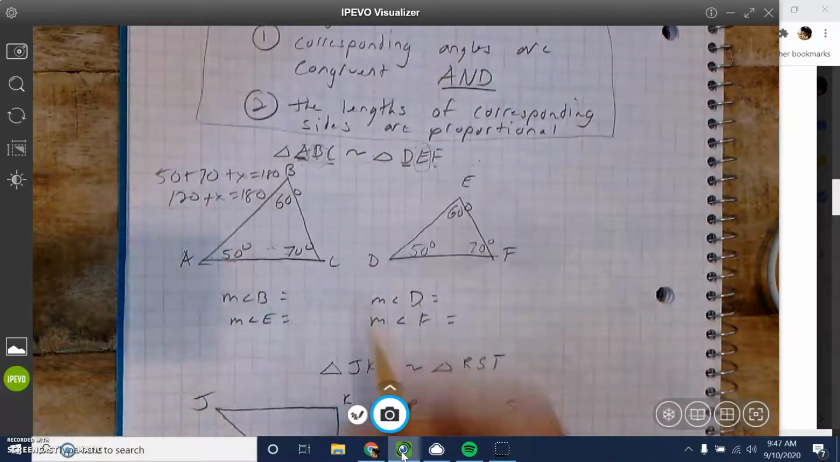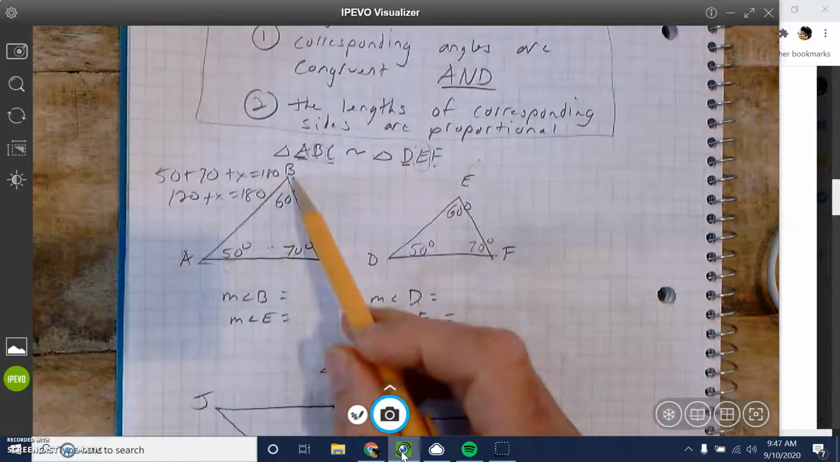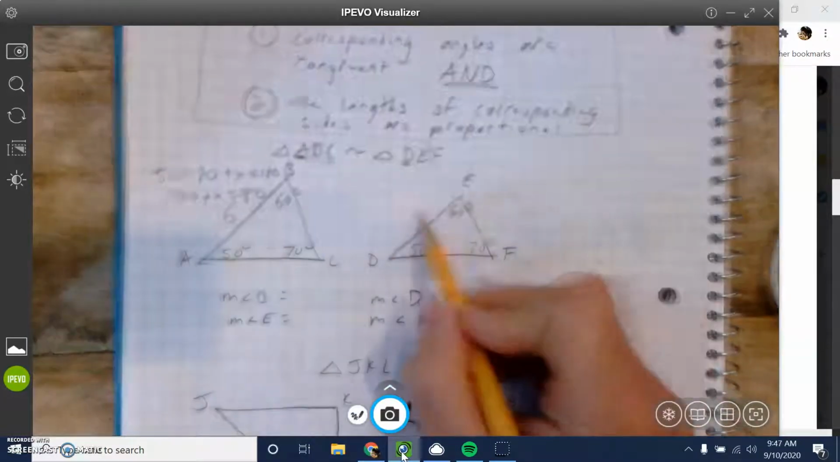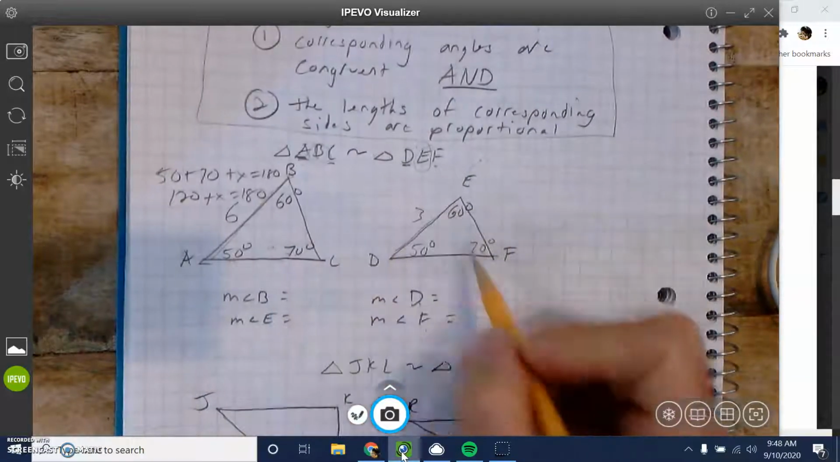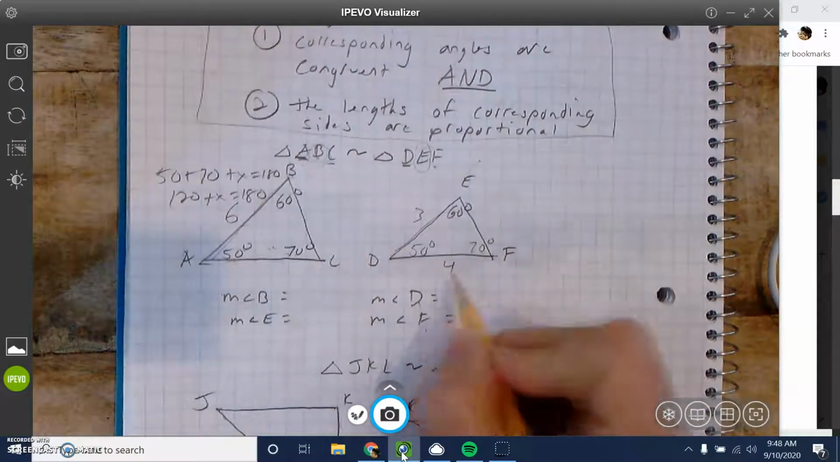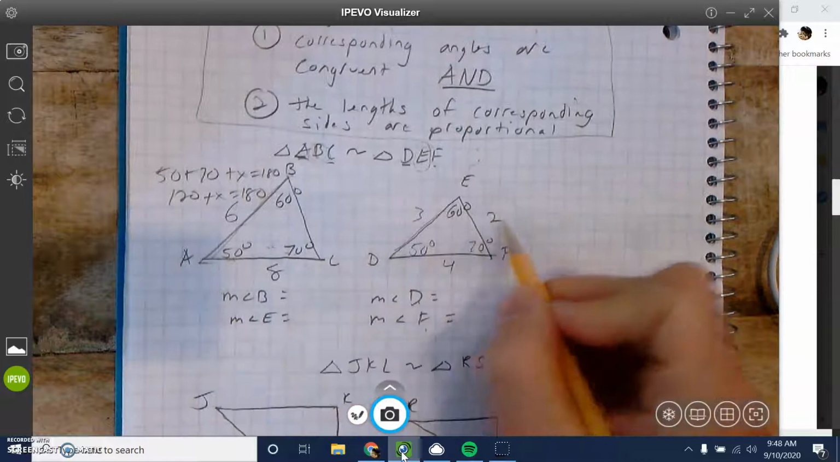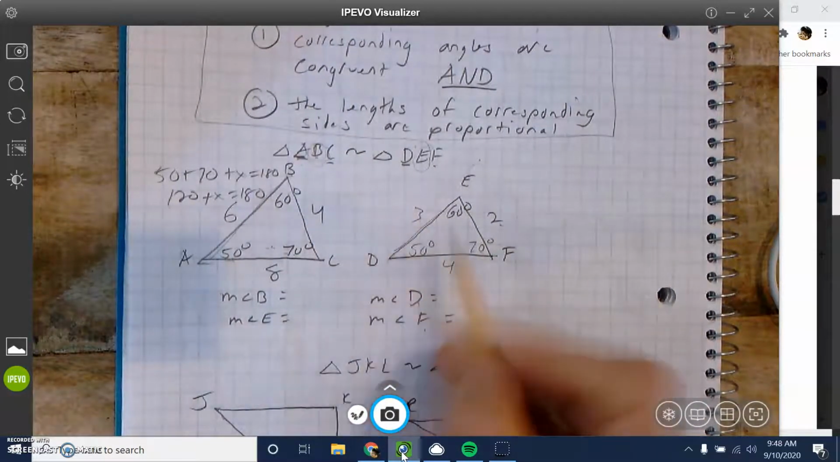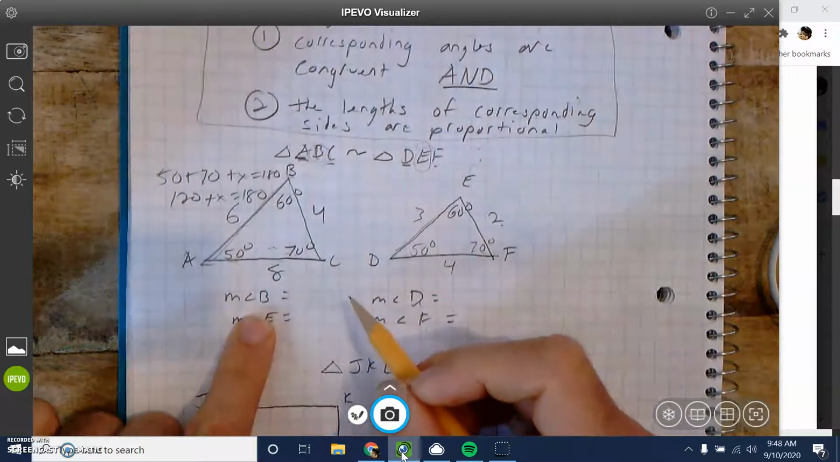Bam. So all the angles, see, the sides are not the same. The sides are actually proportional. So like if this were 6, this would be 3. And if this were 4, this would be 8. And if this were 2, this would be 4, etc. So it's double everything. That's an example. Now let's go back to the angles.